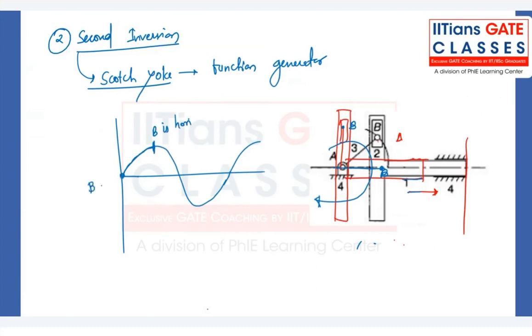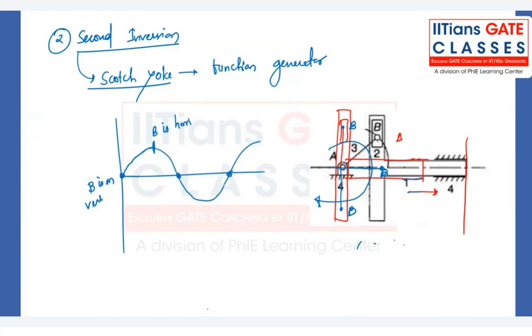And if we bring B again to the horizontal line somewhere here, B is again on vertical, then this point will come here. Now if you again rotate it, the slider will move in the left-hand side direction and will have a similar negative curve out of it. So we can basically create a sine and cosine function out of it. In general, the Scotch yoke is a function generator, we can say.